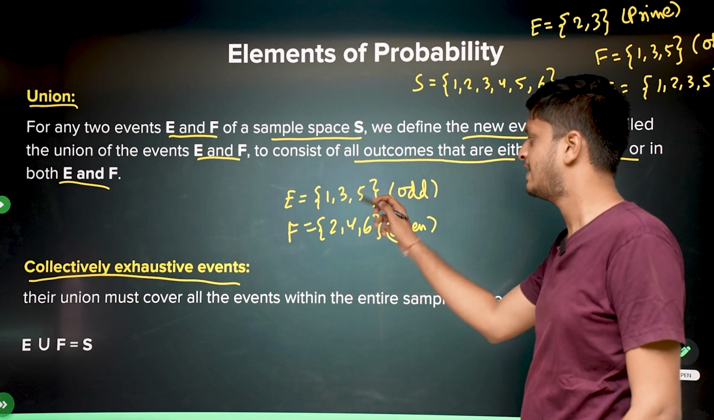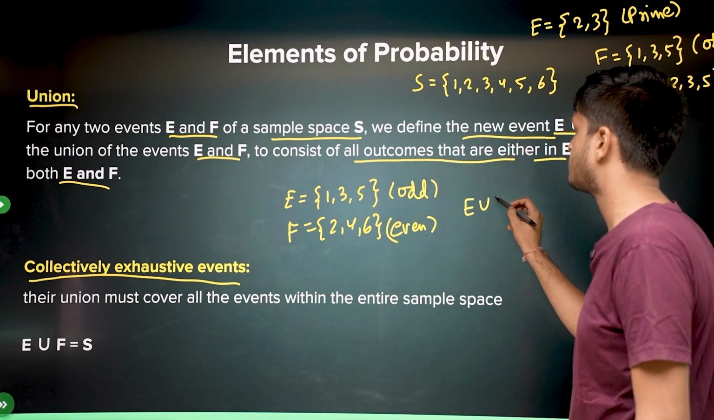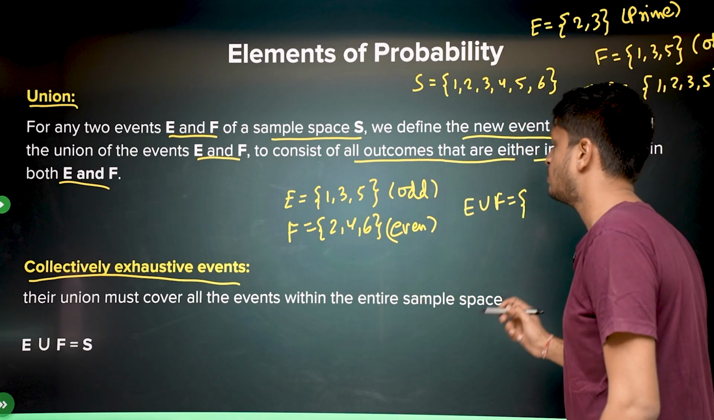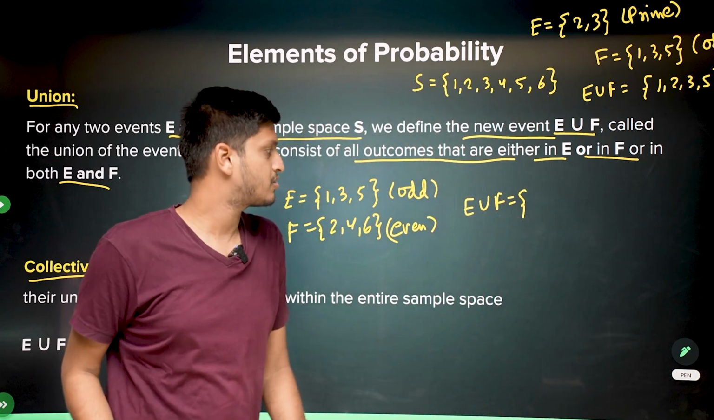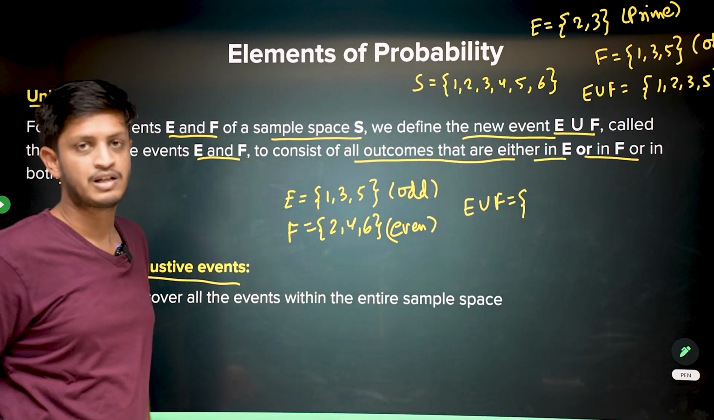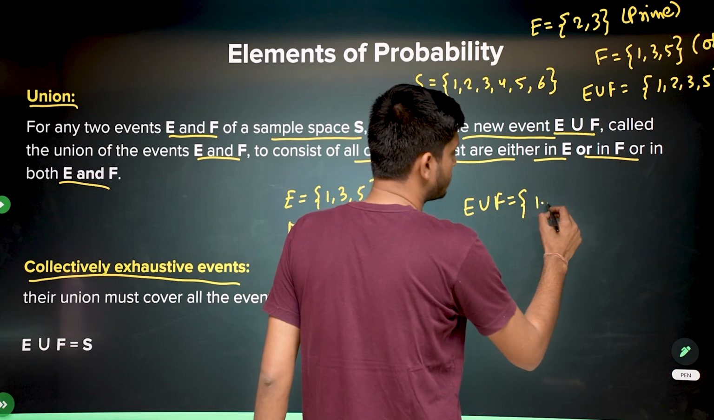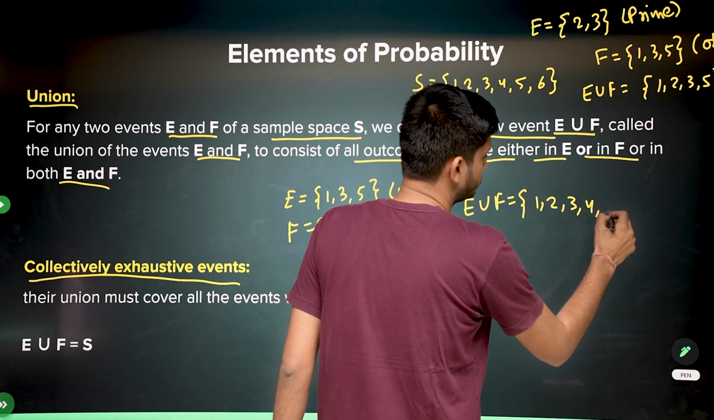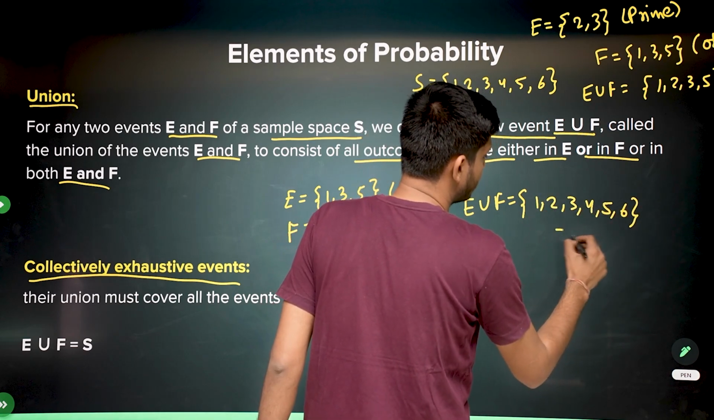Now what happens is their union is actually the entire sample space. If you see, either you will get an odd number or an even number. So the first event was odd, the second event was even. If you take the union, you will get the entire sample space.